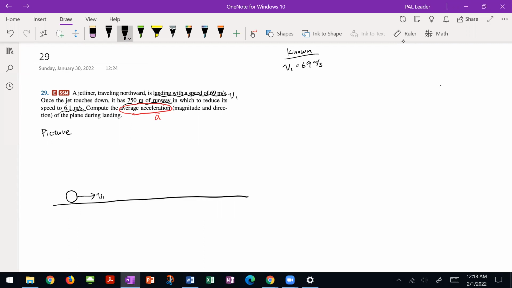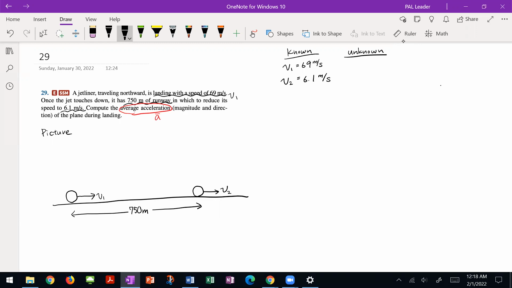Okay, and we travel for 750 meters. This distance is 750 meters. And at that point, our velocity is no longer V1, it's now V2, and it's significantly slower, right? 6.1 meters per second. For those who have been on planes, I think you can imagine this really easily.